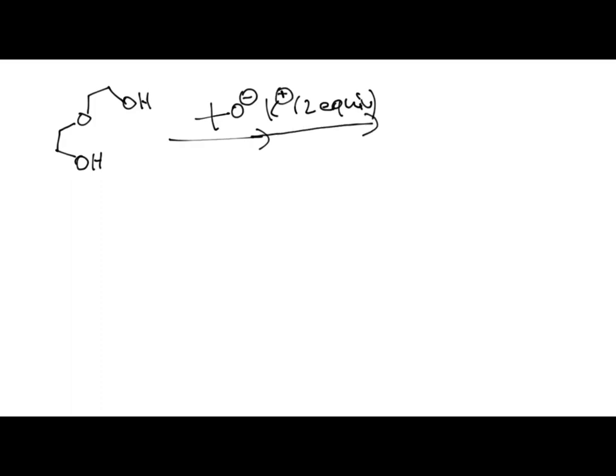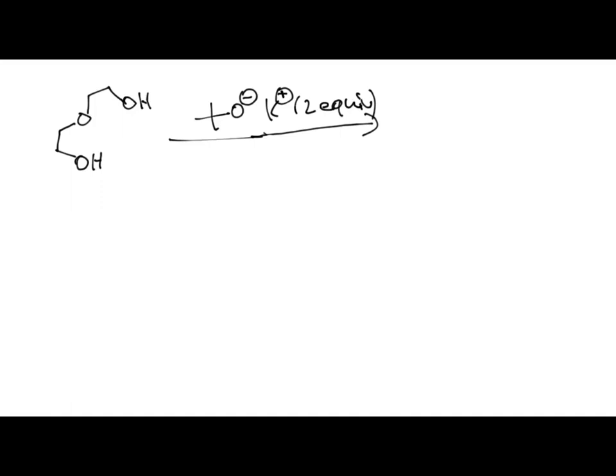So it's going to be OH, oxygen, OH. Okay, that's what you're starting with. Then you're adding a base like sodium hydride, or let's say T-butoxide, or something like that. Potassium T-butoxide. And you're adding 2 equivalents, because we have 2 hydrogens we want to deprotonate. Okay, so here the arrow needs to be longer, sorry.